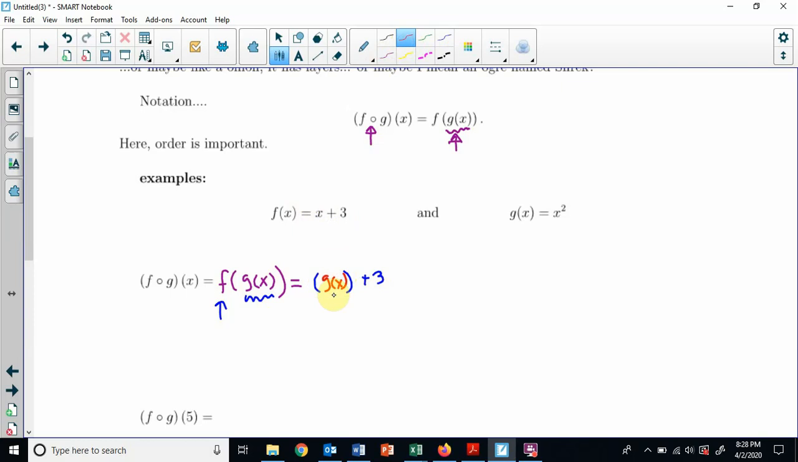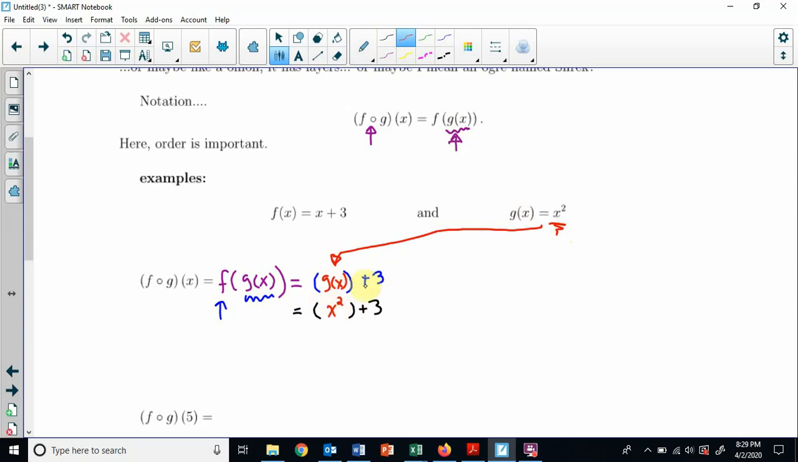And then you say, okay, that's nice and fine and dandy, but what is g of x? Oh, I know what it is. It is x squared. So I'm going to now replace g of x with what it is, what function it's representing. So let's see what I get here. I'm going to get equals something plus 3. What is that something? X squared.